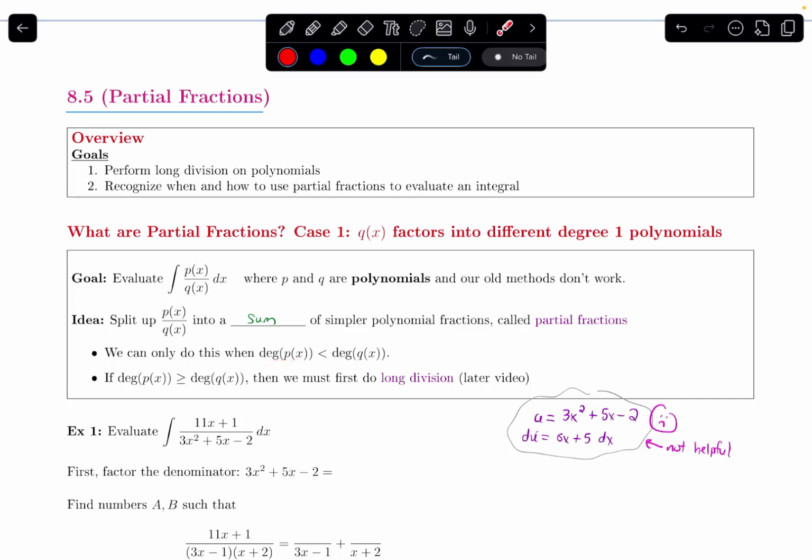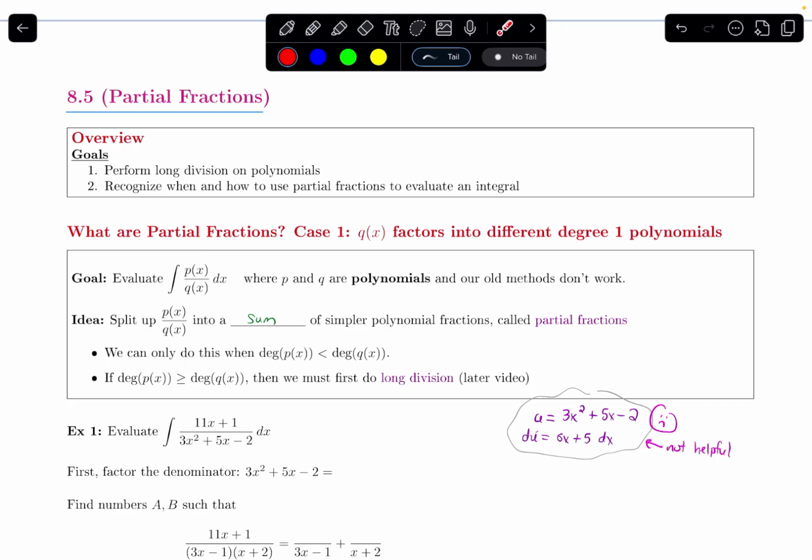Remember, the degree is the highest power term in the polynomial. So the degree of this denominator is 2, and of the numerator, this is technically an x to the 1, so that degree is a 1. When the numerator's degree is greater than or equal to the denominator's degree, we first need to do long division, and then we can do partial fractions after that. And we'll see that in a later video.